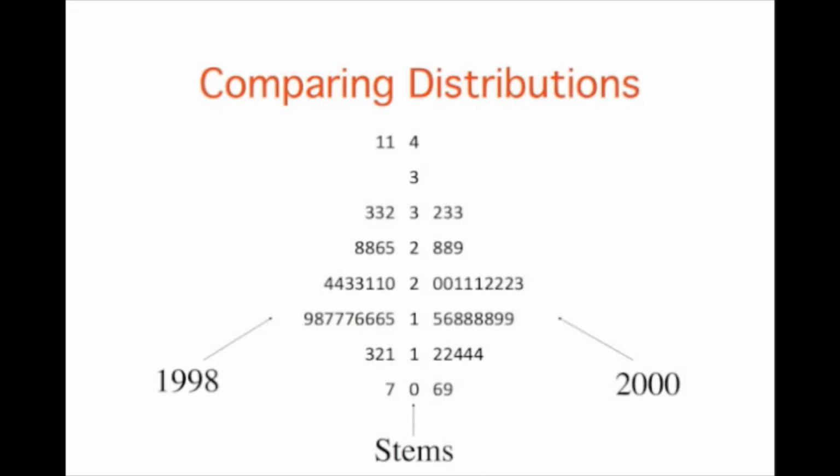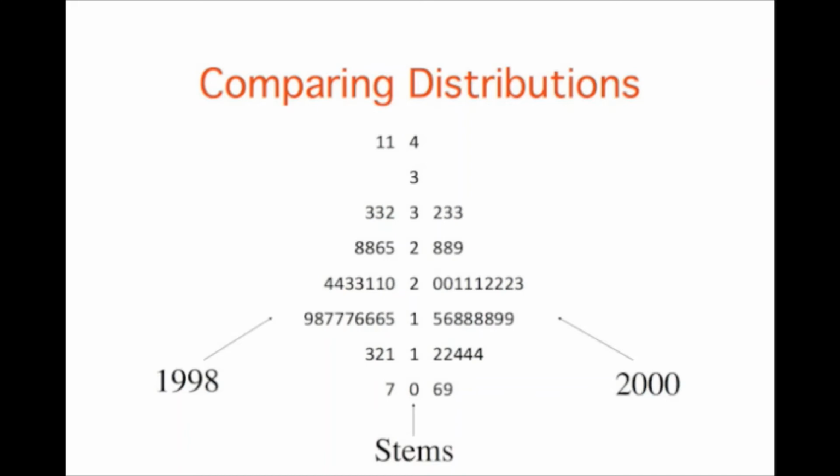There is a variation of stem and leaf displays that is useful for comparing distributions. The 2 distributions are placed back to back along a common column of stems. The result is a back-to-back stem and leaf graph. Here you see such a graph. It compares the numbers of touchdown passes in the 1998 and 2000 seasons.